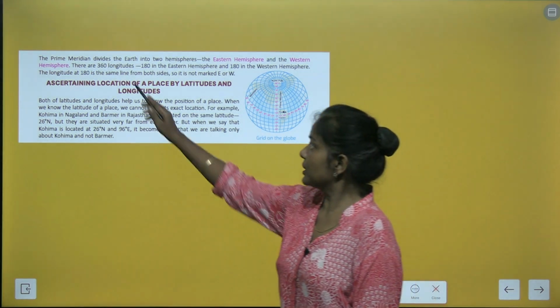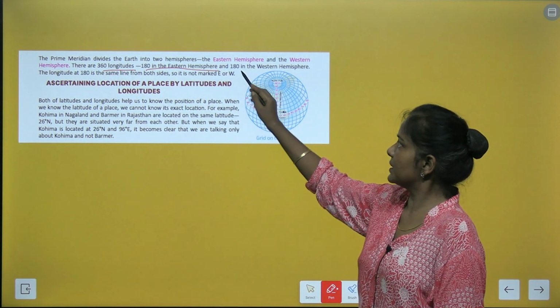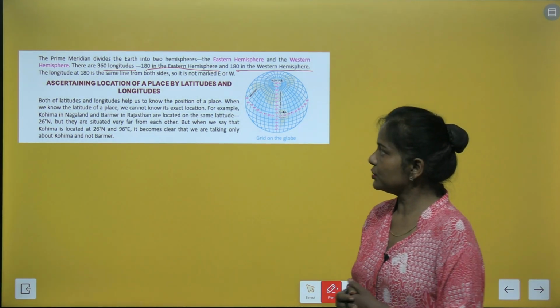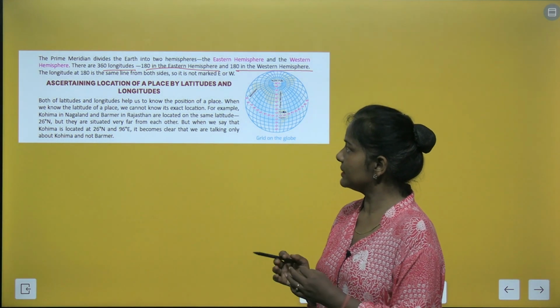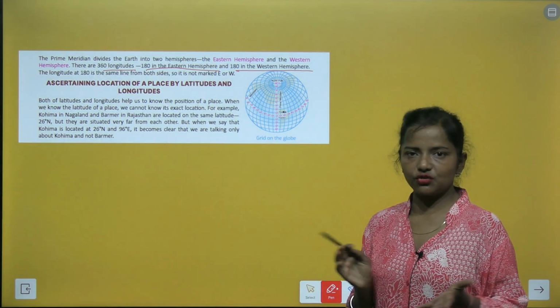There are 360 longitudes, 180 in the Eastern Hemisphere and 180 in the Western Hemisphere. The longitude of 180 is the same line from both sides, so it is not marked east or west.